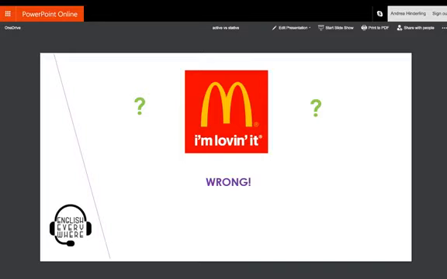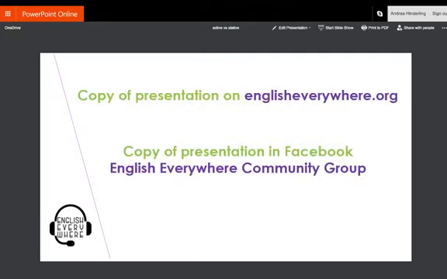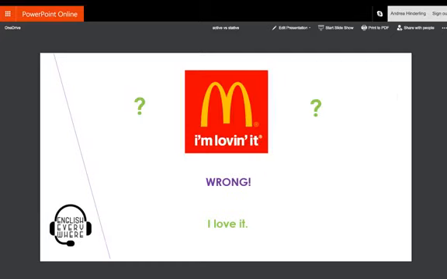But it also is using the verb love, which is a stative verb. It's also using the verb love in the continuous, which we do not do in English. We don't say, I'm loving it, or I'm hating it, or I'm liking it. We just use it in the present simple. I love it. Okay? So, that is a good example.